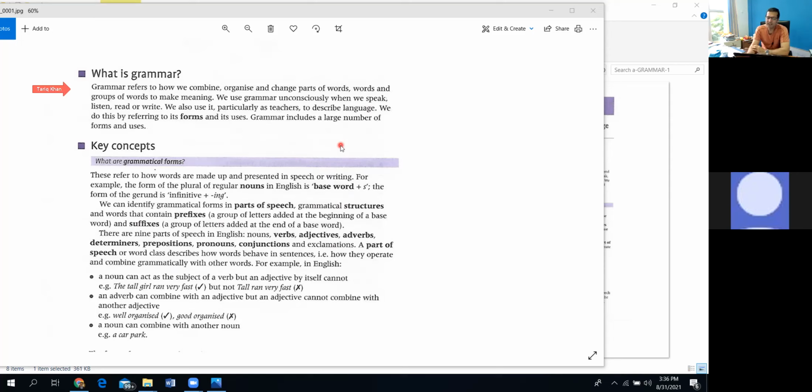Whatever way we are using the language, if it's in the spoken way, we are listening to it, reading it or writing it, we always use grammar, right? So as a teacher, particularly as a teacher, we need to know about the grammar, because when we are teaching language, we need to have the knowledge of what it is.